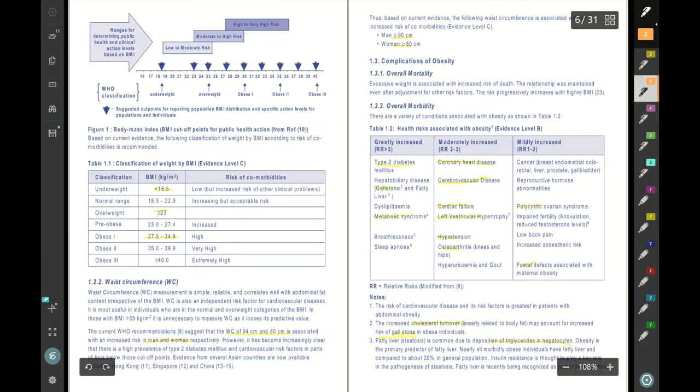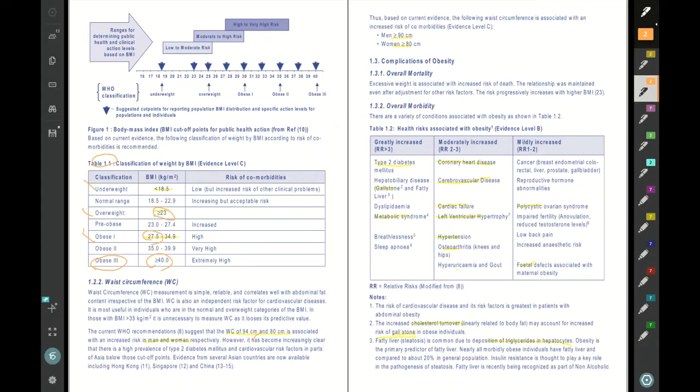Alright, so this is very important. Let's look at table 1.1 here. So how are we going to classify? We have underweight, overweight, and then obese. So as we already said, overweight is when the BMI is more than 23, obese type 1 is 27.5, whereas we have morbid obesity when the BMI is more than 40. Alright, and then the waist circumference, we already said that.